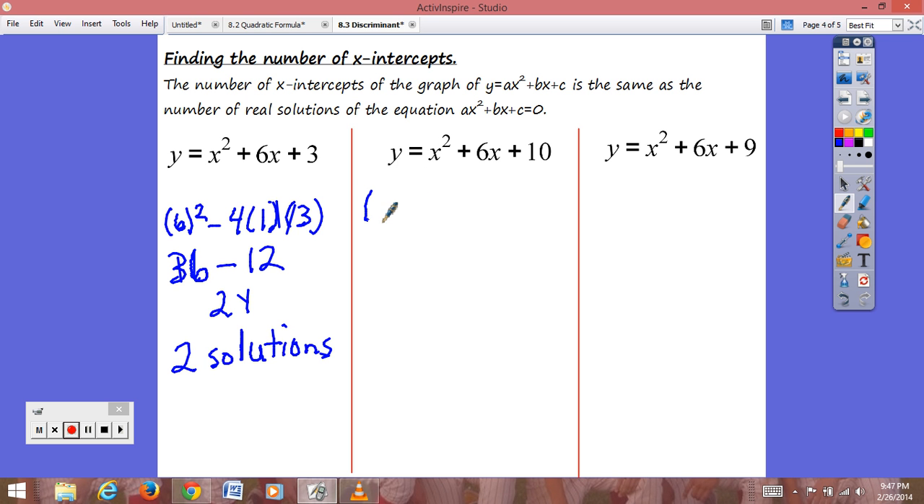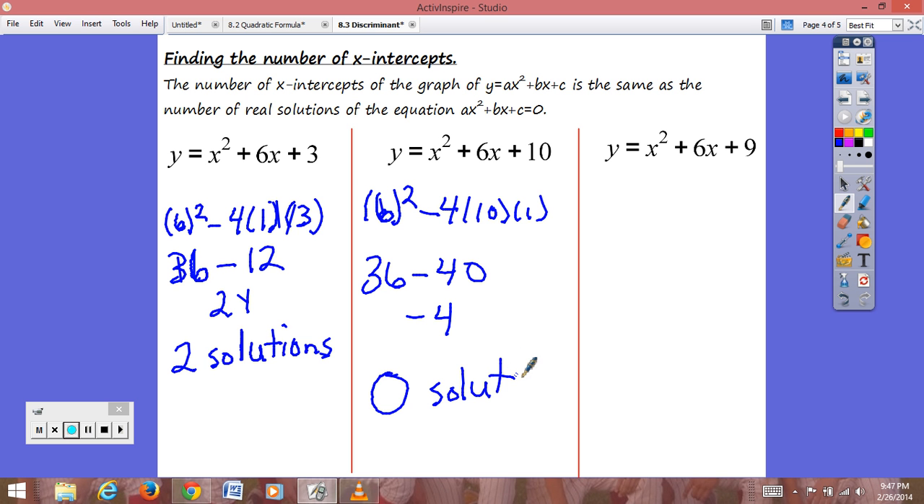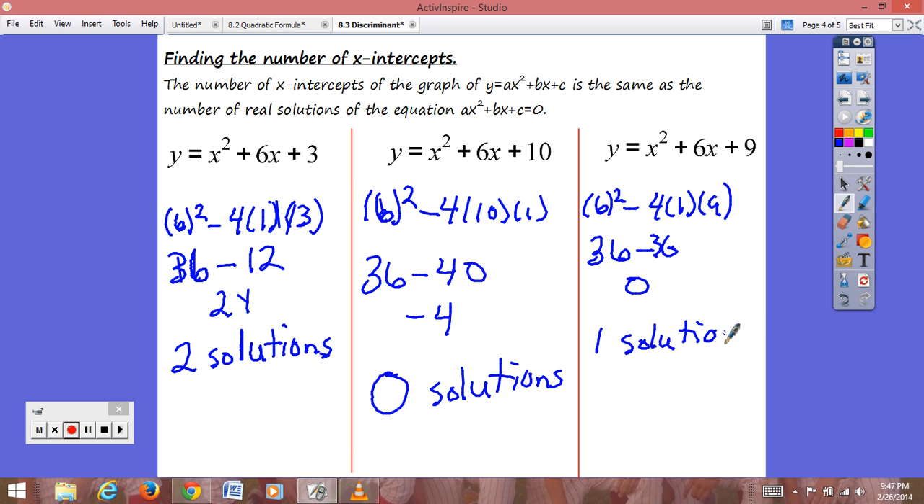Second one, 6 squared minus 4 times 10 times 1, 36 minus 40, negative 4. If it's a negative number, we have 0 solutions. So this graph wouldn't touch our x-axis at all. And lastly, x squared plus 6x plus 9. We have our 6 squared minus 4 times 1 times 9. 36 minus 36 gives us 0, so we will have one solution, and that solution would be our vertex.